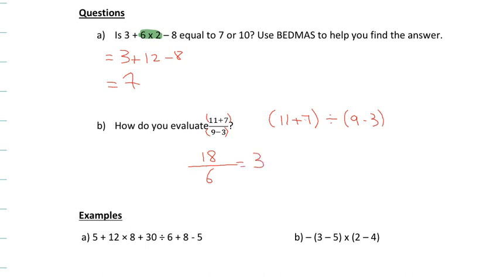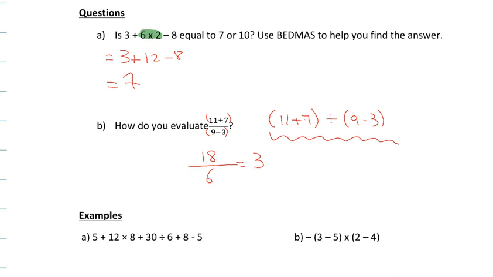Now question for you. When you're entering this on the calculator, what do you have to do? The brackets, right? Yes. You have to enter it exactly this way: open bracket, 11 plus 7, close bracket, divided by, open another bracket, and then 9 minus 3, close bracket. That's the only way you're going to get the answer.